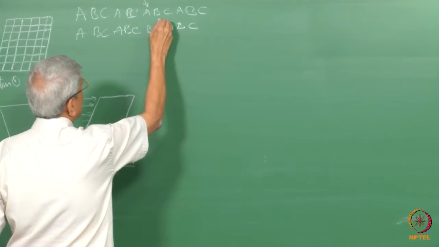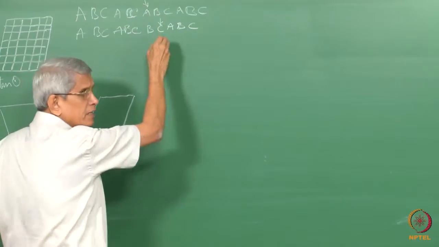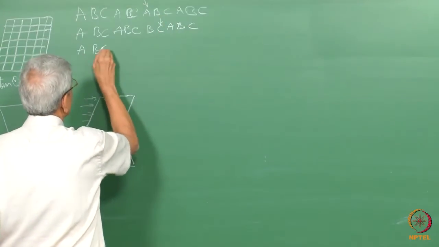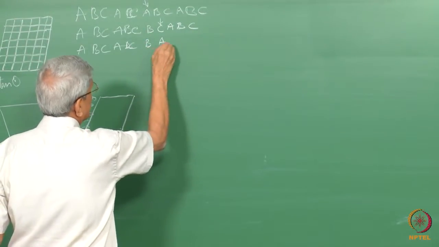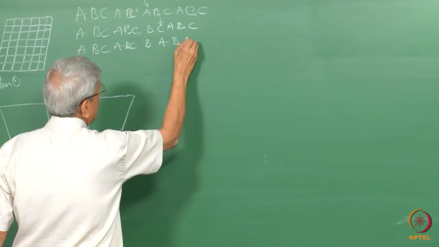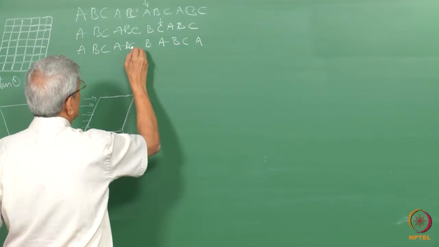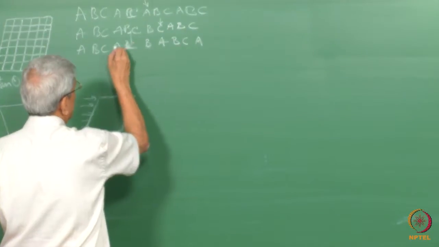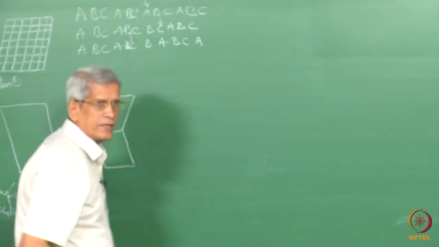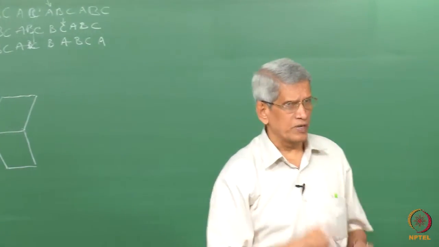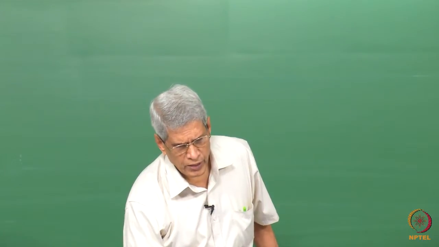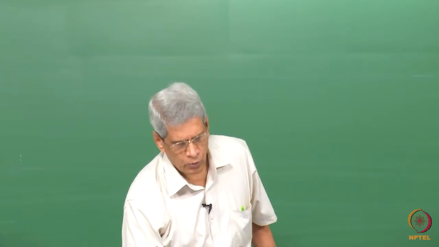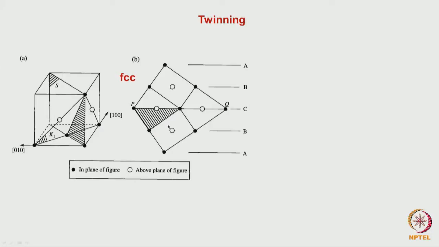Now, if I introduce a fault in the next plane, then what will happen? The stacking sequence changes to ABC, ABC, B, C becomes A, B, C, A, like this it goes. Now, across this, here you see ABC, here CBA, correct? The stacking sequence is reversed. The same thing when we look at the projection of the crystal in the 1 bar 0 direction, we can say that these are related by a reflection, mirror symmetry is there.